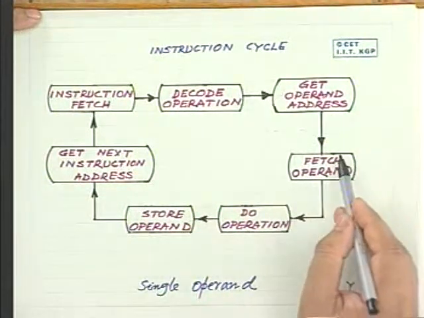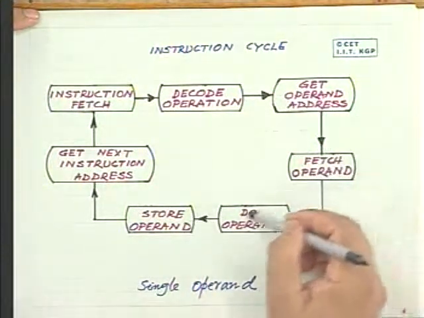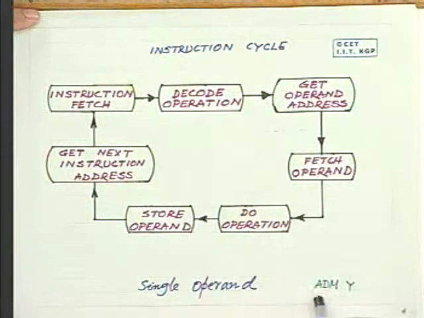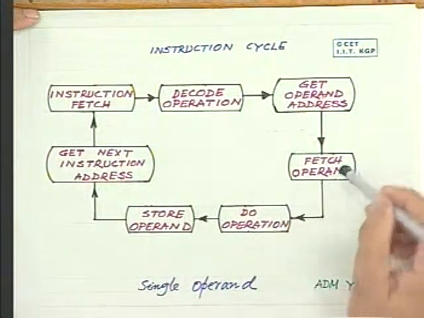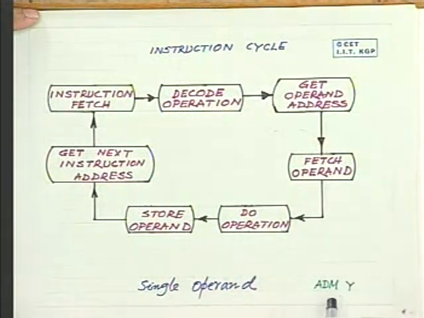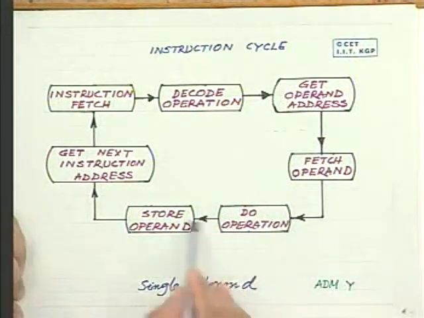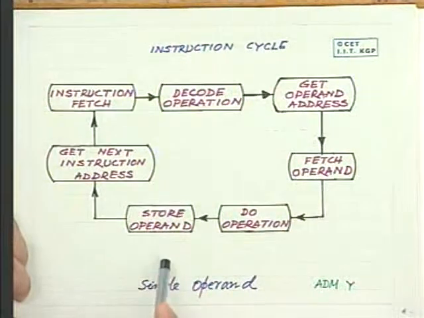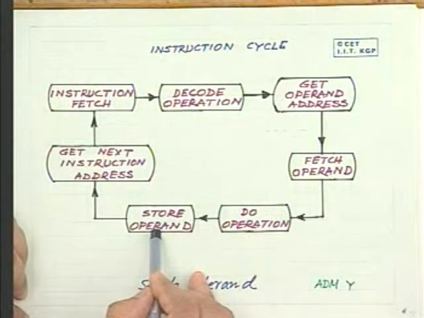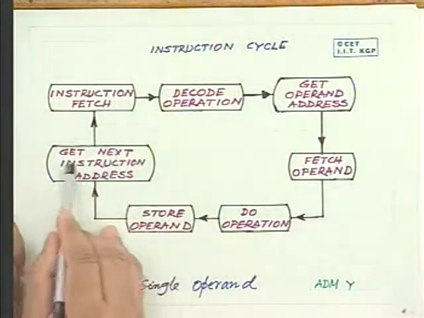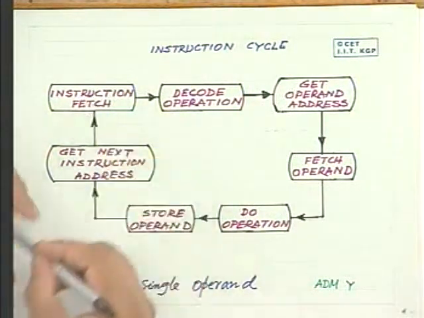Now fetch the operand. Not all these steps apply to every instruction. For example, this is the situation in the case of add memory Y, right? Here the operand Y has been fetched. Then the operation is done, that means the add memory operation is executed here, and then store operand. Since it's an accumulator based machine, the operand is automatically stored in the accumulator, and then we get the next instruction address from the program counter, and instruction fetch starts once more, right?